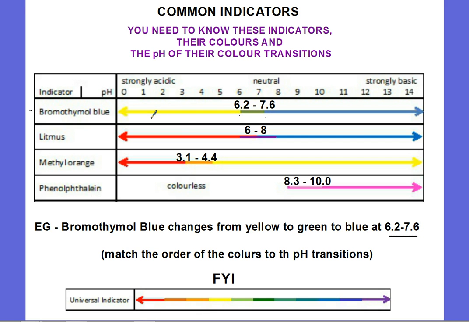Notice that I went in order of colour, from acidic colour to in-between colour to the basic colour. And when I mentioned the pHs, I said the acidic one first and the basic one second. So match the colours you say to the transitions you're saying in terms of pH. And for your information, there's universal indicator as well. It's got a range of colours because it's actually a mixture of different indicators designed to change colour at different pHs. But these are the four you have to know: bromothymol blue, litmus, methyl orange, and phenolphthalein.